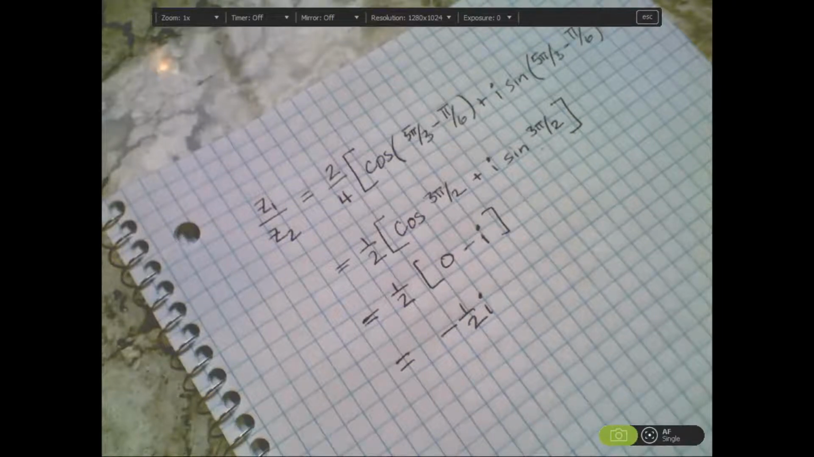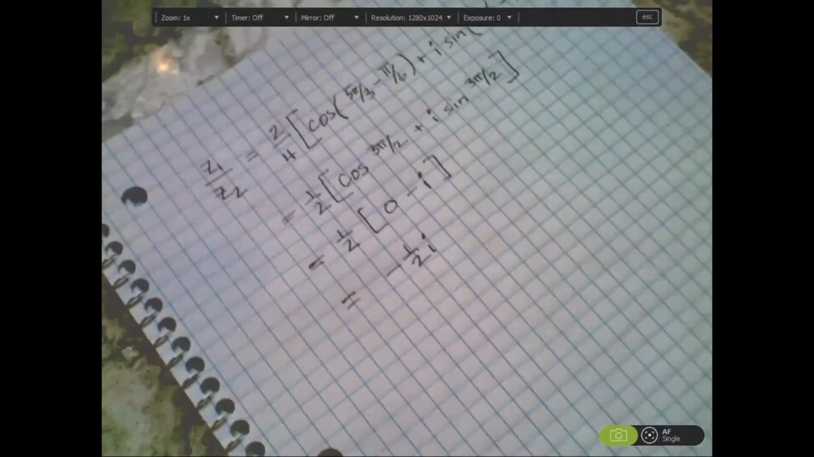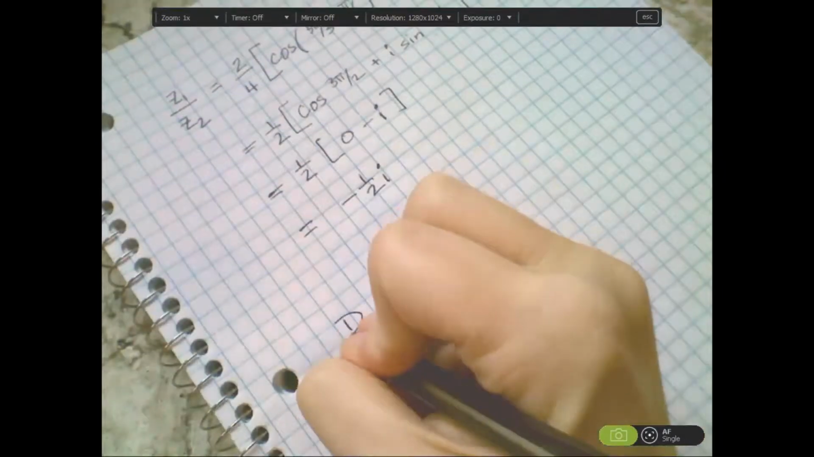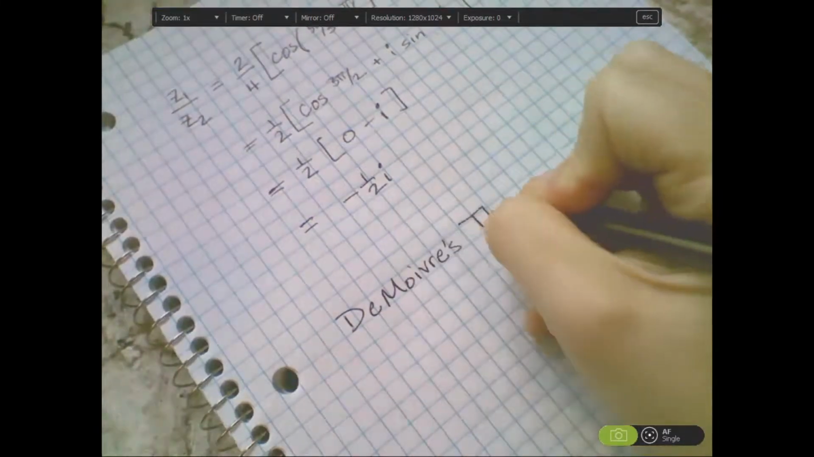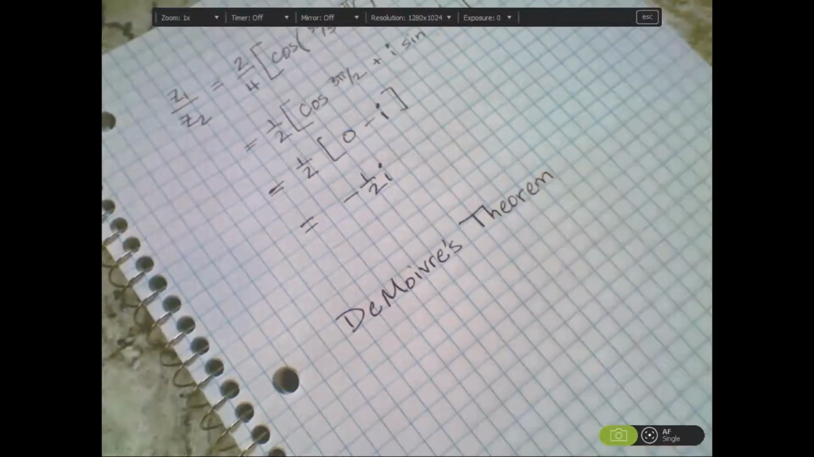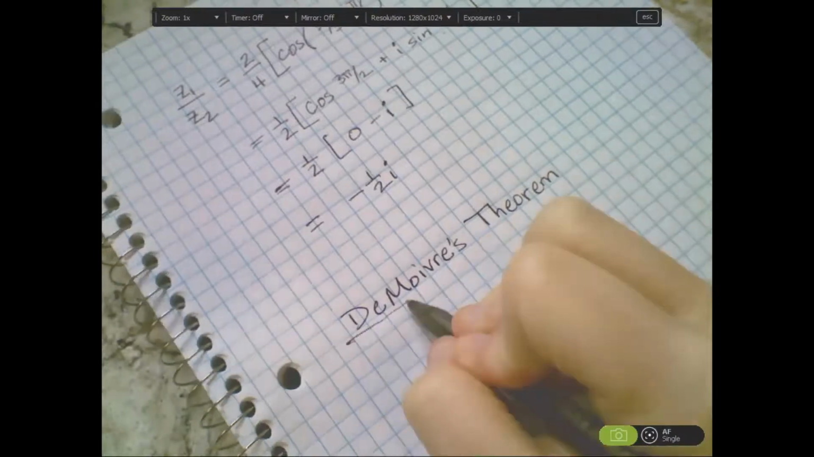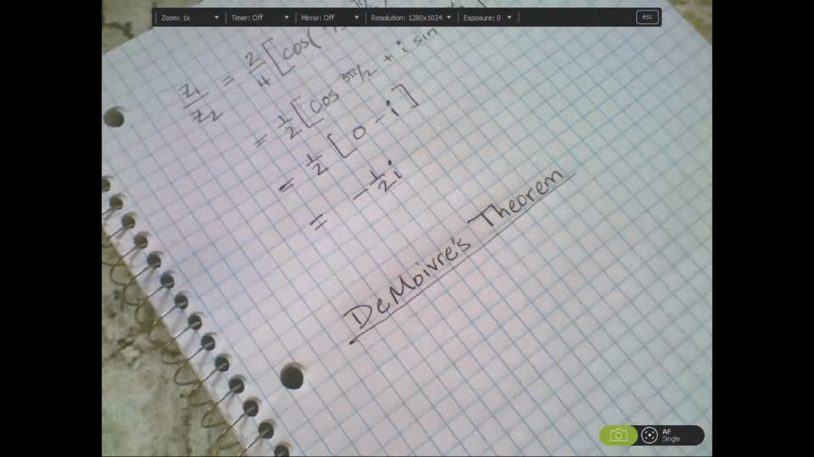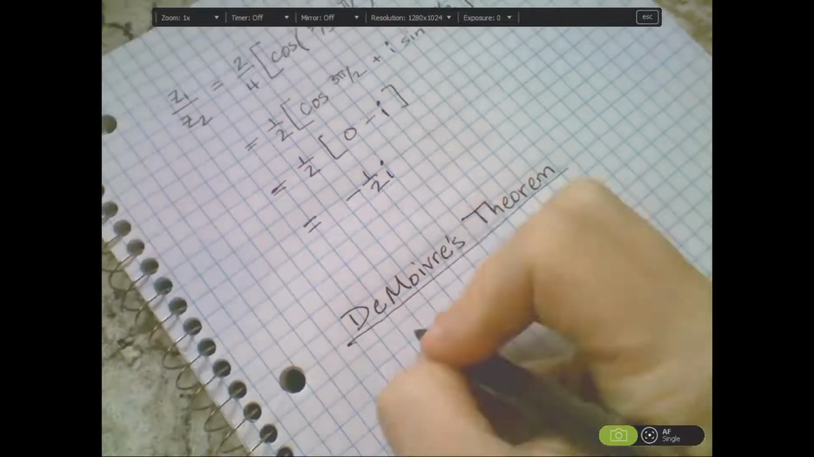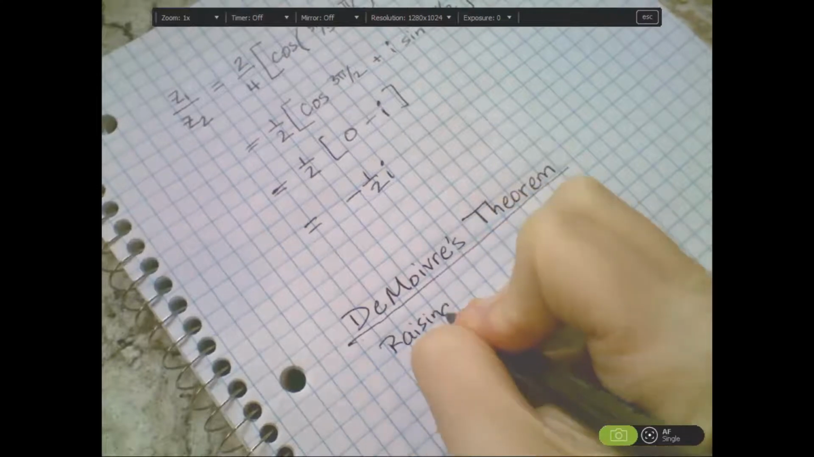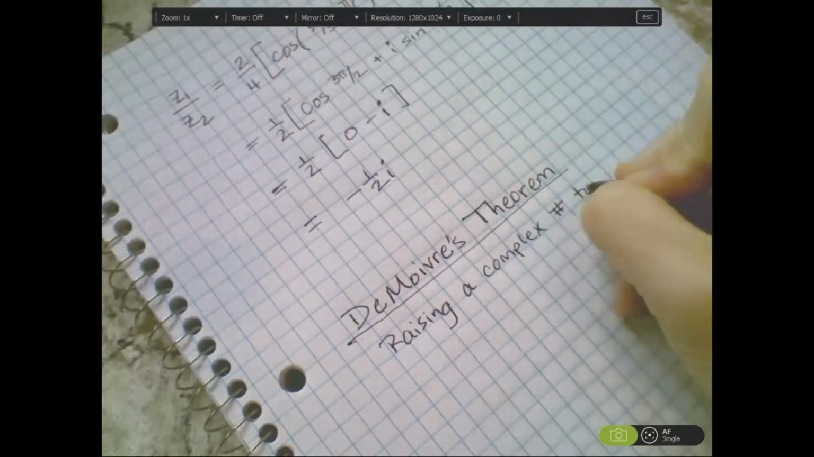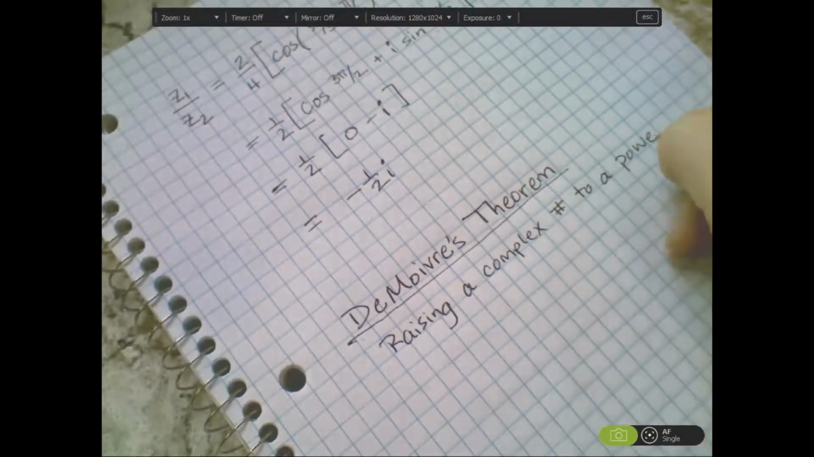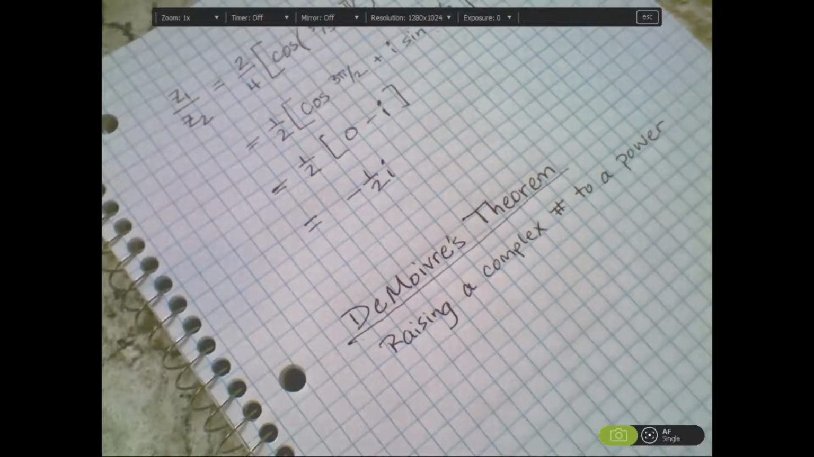Now, the last thing I'm going to talk about is this thing called DeMoivre's theorem. So this is obviously named after a French person, probably a dude, right? Because that's how it worked back in the day. So this is for raising a complex number to a power.